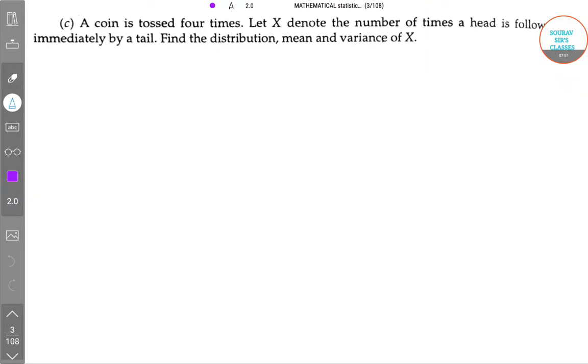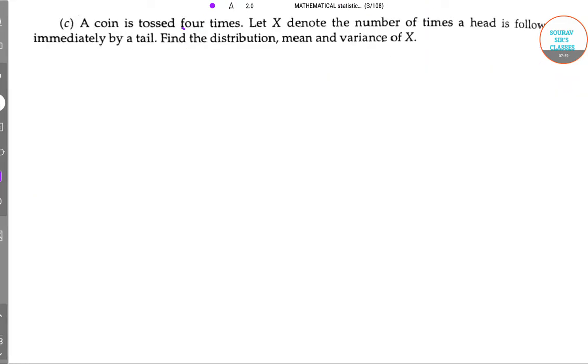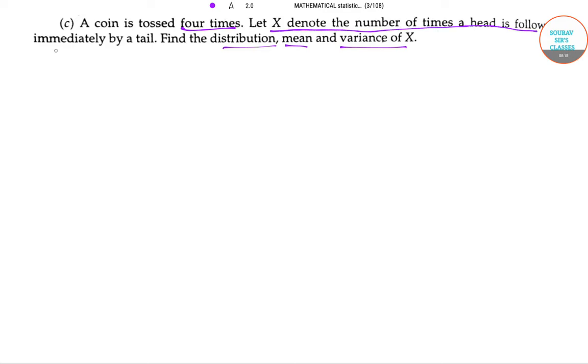Moving on to the next question. A coin is tossed 4 times. Let x denote the number of times a head is followed immediately by a tail. Find the distribution, mean and variance of x. So here x denotes the number of times a head is followed immediately by a tail. So first, what is our sample space when 4 coins are tossed?